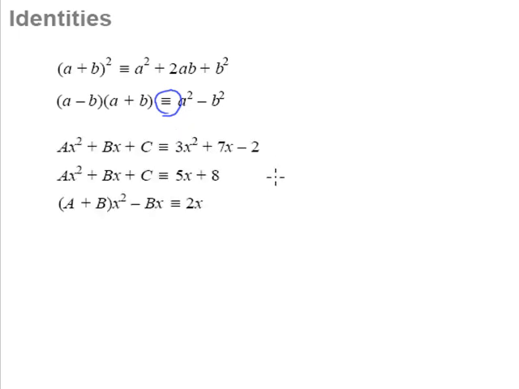Now let's take a look at the first one. This first identity that we have here. Now the left hand side is ax squared plus bx plus c. It's the same as 3x squared plus 7x minus 2. So what this tells us is obviously the fact that a is equal to 3, b is equal to 7, and of course lastly c is equal to minus 2.